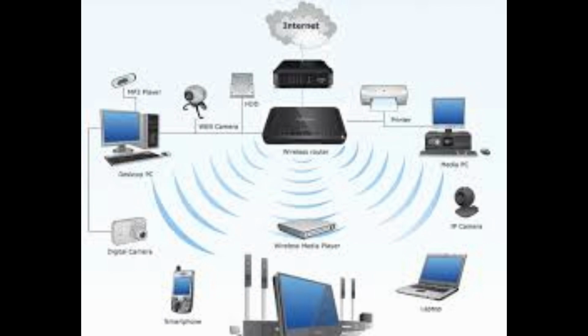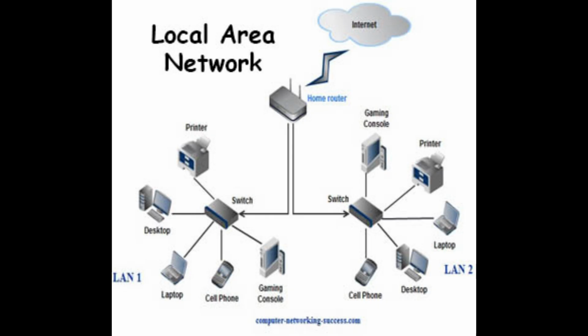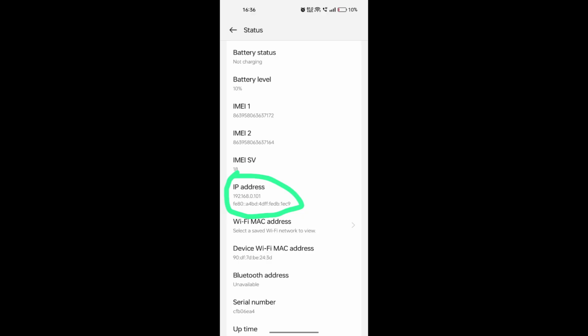IP address is of two types: private IP and public IP. Private IP is what we use in a local area network. When you use a router for your LAN, it will give you a private IP. The range for the private IP are defined. You can see when we connect to a home router, it gives us a private IP.